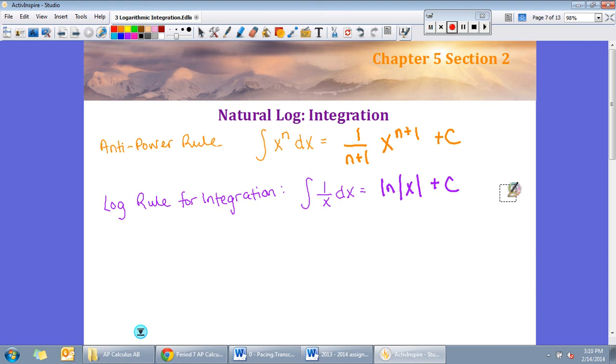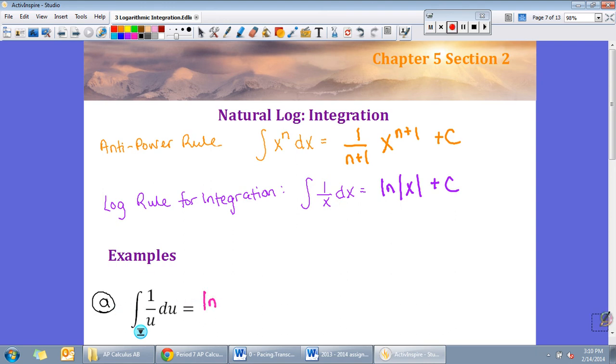Now, the absolute value part is important because the domain of a natural log function is 0 to infinity. It does not include 0 or negative numbers. So you have to have the absolute value piece to make sure that it fits the domain of the function. Now let's do some examples.